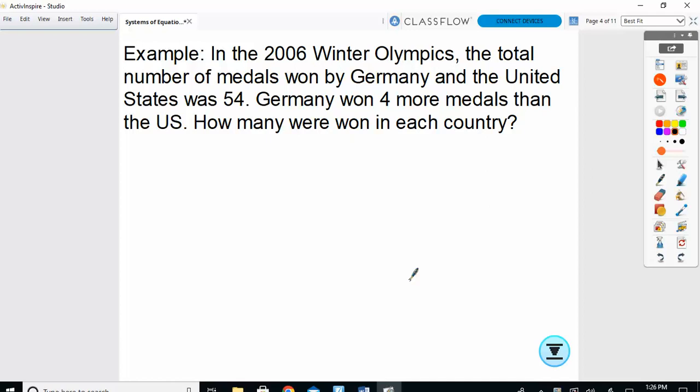So in the 2006 Winter Olympics, the total number of medals won by Germany and the United States was 54. Germany won 4 more medals than the US. How many were won in each country?